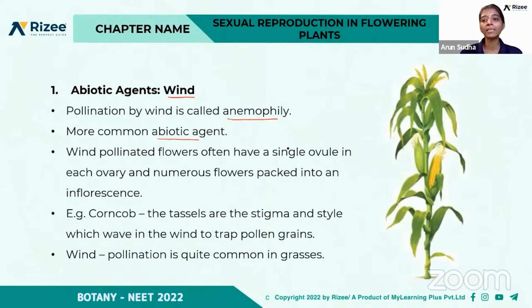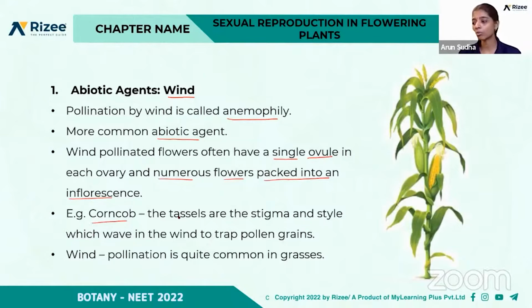They will have a single ovule. If you take the ovary of these flowers, they will have a single ovule in each ovary. And numerous flowers are packed into one inflorescence. So many flowers will be packed to form an inflorescence in the case of wind pollination, right? An example is the corn cob.